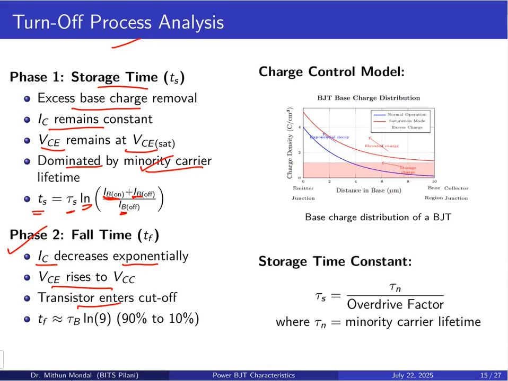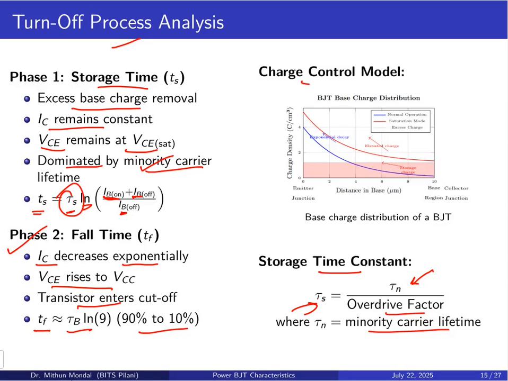The transistor will enter the cutoff zone, and the fall time is generally given by the base time constant times ln of 9, which is 90 to 10%. You are basically bringing down the voltage. So the storage time constant TS, which is used in here, is calculated using the factor tau n, which is the minority carrier lifetime, divided by the overdrive factor of a particular BJT operation.